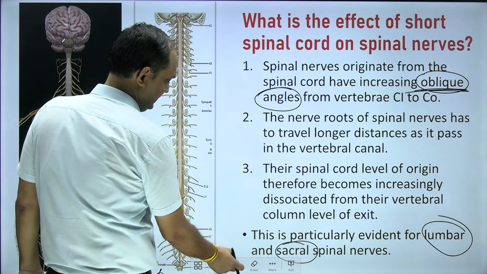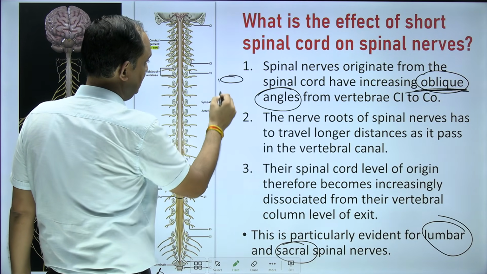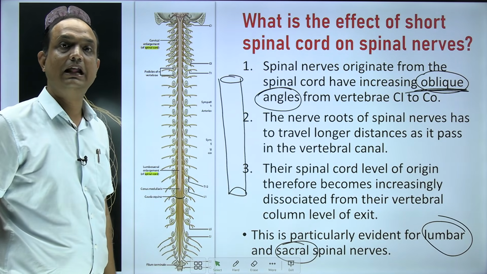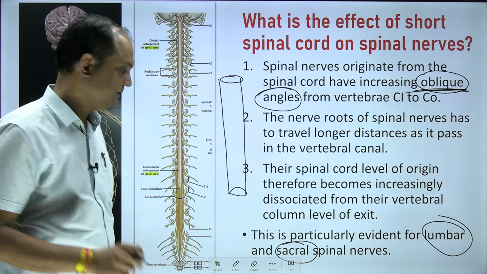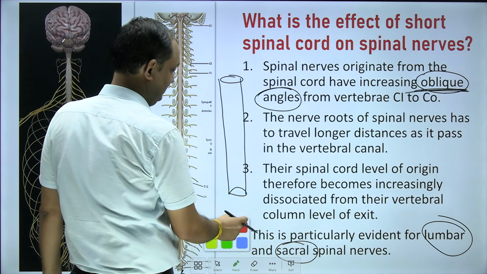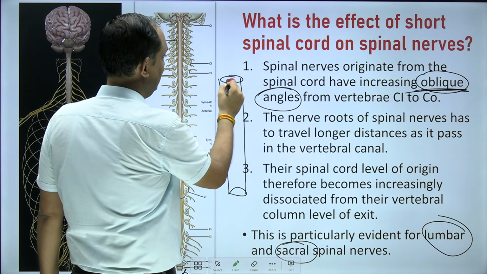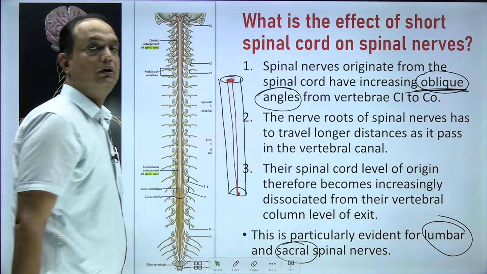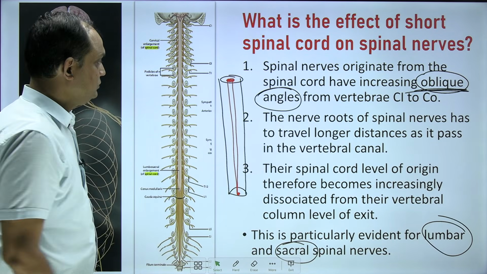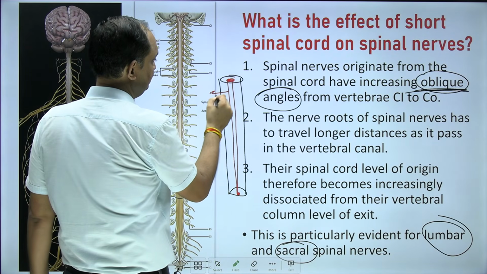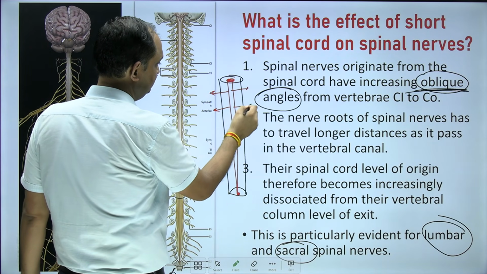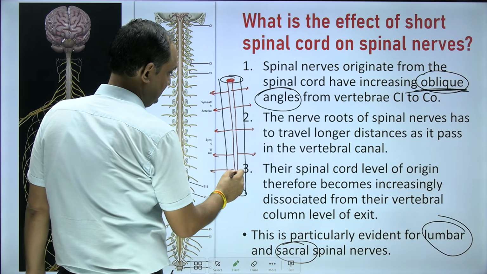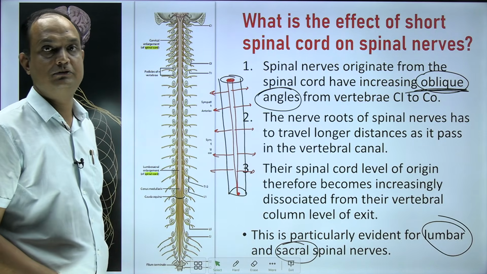Now suppose this is the length of the vertebral canal in intrauterine life. At 3 months, the embryo has a spinal cord which is equivalent to the length of the vertebral canal. So at this time, the spinal nerves come out from their corresponding intervertebral foramina. Clear? This concept has to be there.